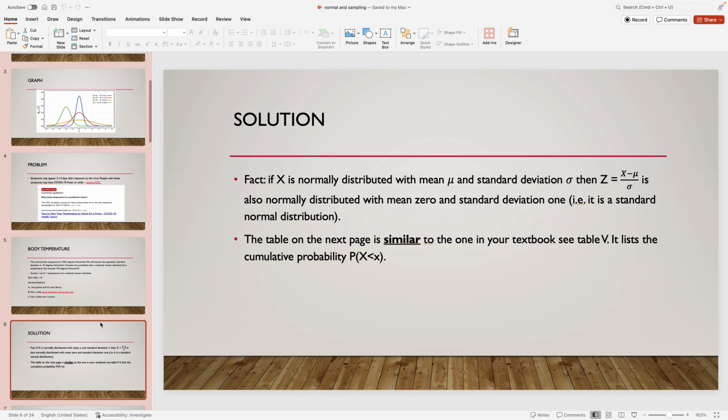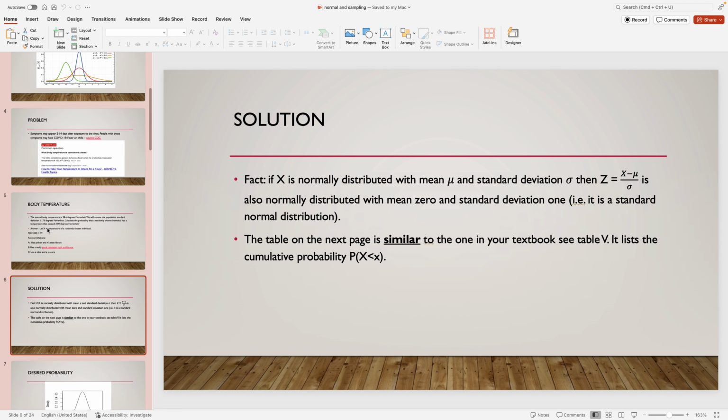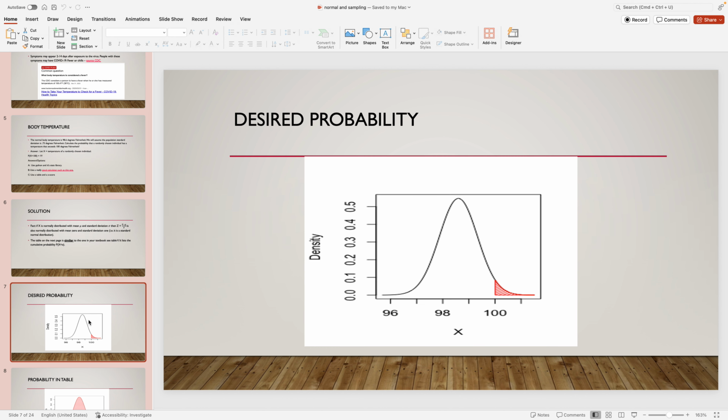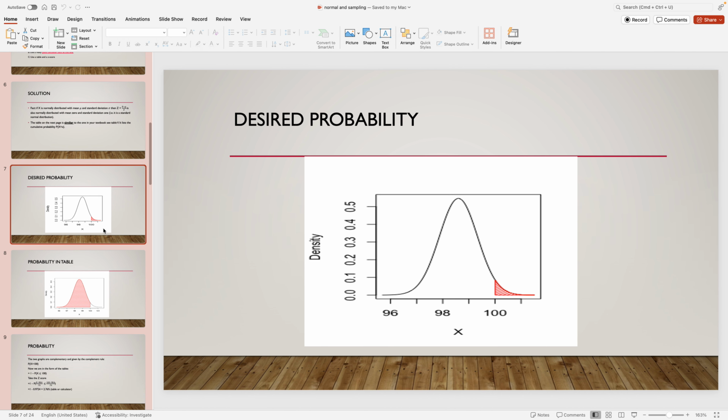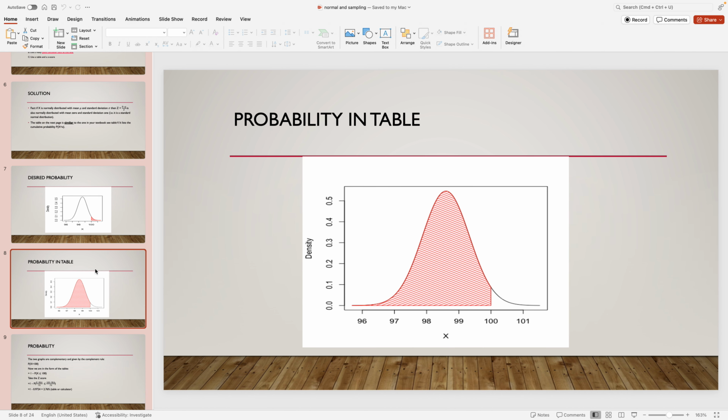Okay. So if we calculate that, one thing we might do is we might calculate its z-score, and then we could use the table that's similar to the one in the textbook that's listed right here. And this is the desired probability that we want to calculate. So here the peak is at 98.6. We want the probability it's bigger than 100 degrees. Okay. If you use your table, it typically lists less than probabilities, so you have to do the complement rule.